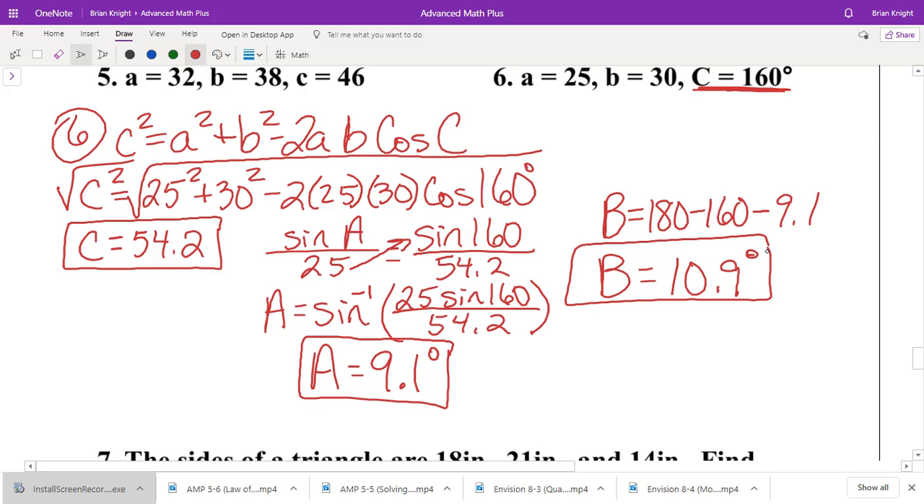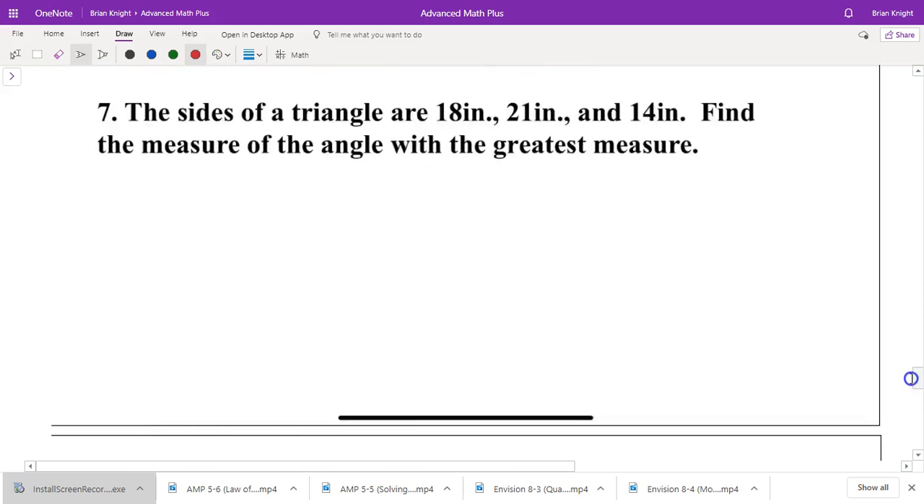Number 6 was not so much easier; it's just quicker. Quicker is easier. Whenever you have a lot more work, it's easier to mess up. The longer the problem, the more things you have to write down, the more chances you have to screw up, and then you have to go back and try to find what you screwed up. Everybody good on 6?